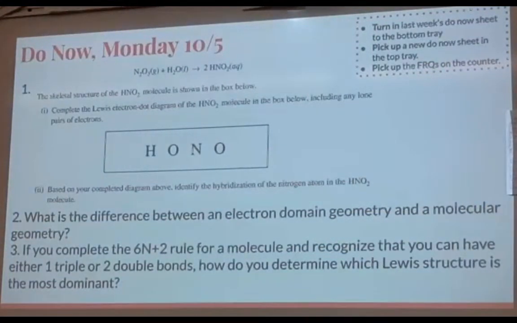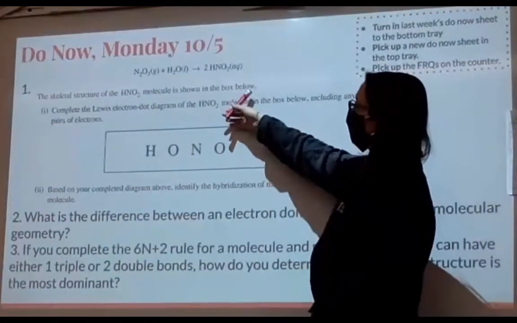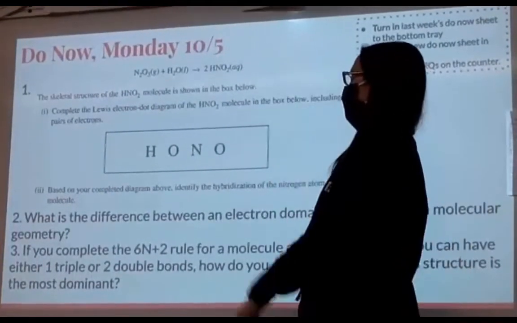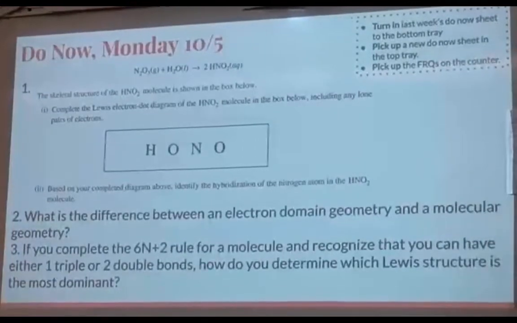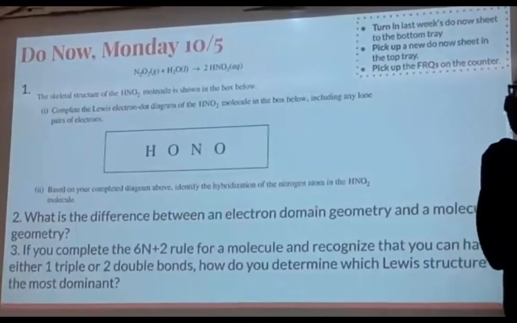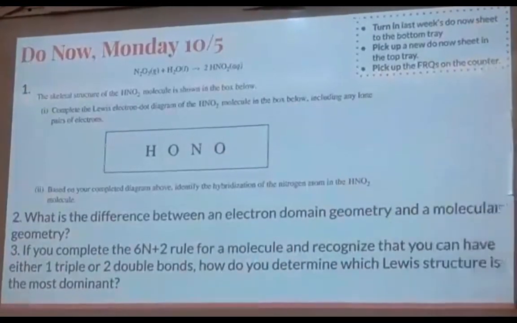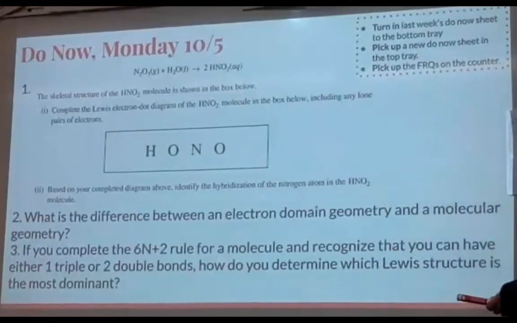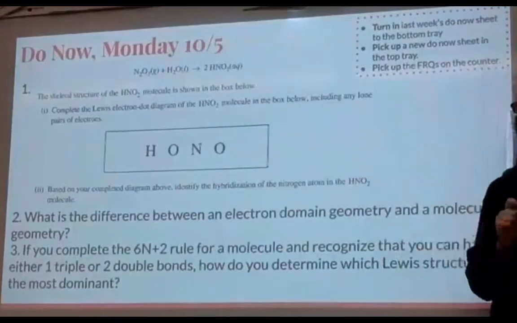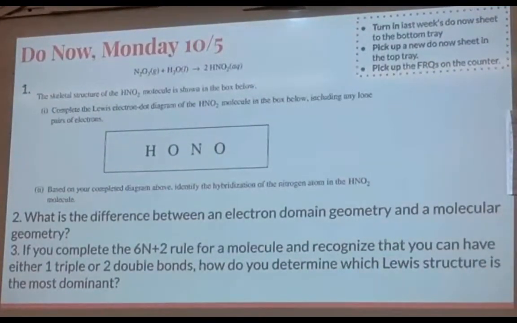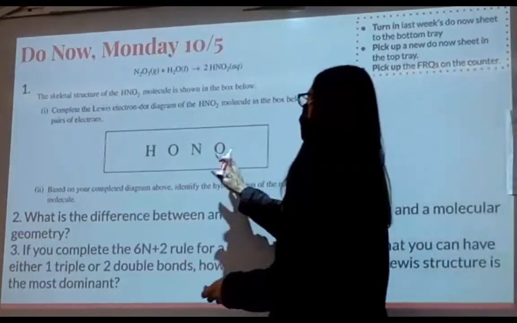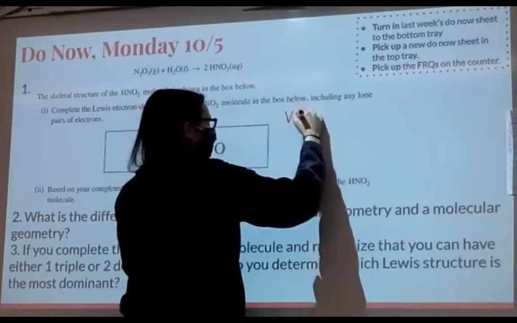For this, it gives us an equation, but then it says the skeletal structure of the HNO2 molecule is shown in the box below. And then part 1: complete the Lewis electron dot diagram, that's just Lewis structure, of HNO2, including any lone pairs of electrons. Just in case you see the term non-bonding electrons, that's the same thing as lone pairs. Non-bonding and lone pairs are the same thing.